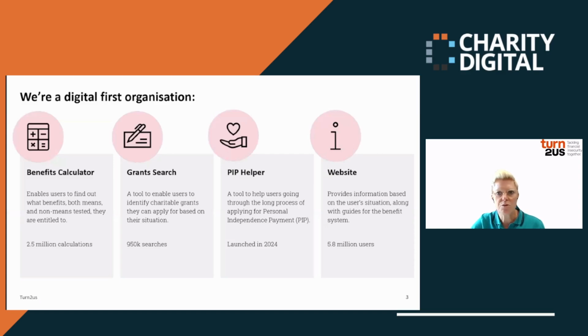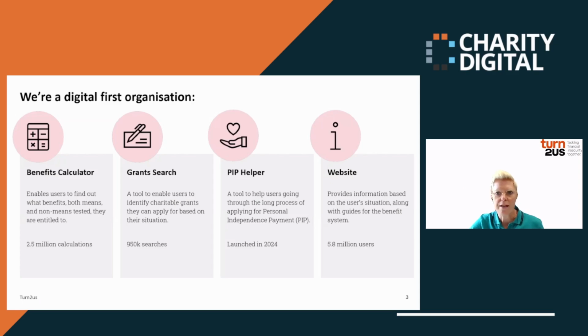But mostly we're a digital first organisation, and the majority of the people we reach is through our digital channels. And we have four main channels. So we have our benefits calculator, which gets about 2.5 million calculations a year. This asks people about their finances and situation, identifies any benefits, both means and non-means tested, that they're eligible for.